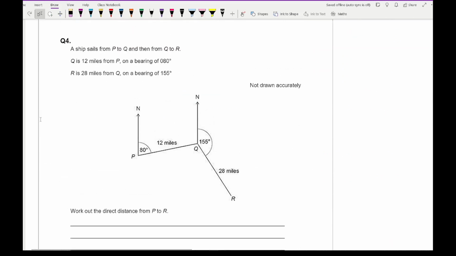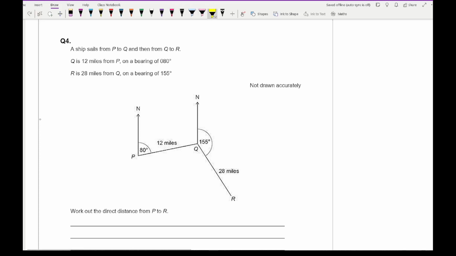Moving on to question 4. So again, if you've not had a chance to print off this question, I strongly recommend you pause the video and have a go at it. So this question says that a ship sails from P to Q and then Q to R. It says Q is 12 miles from P on a bearing of 080 degrees, and R is 28 miles from Q on a bearing of 155 degrees. And the diagram shows that, and it's not drawn to scale. Now the question is asking us to work out the direct distance of P to R.